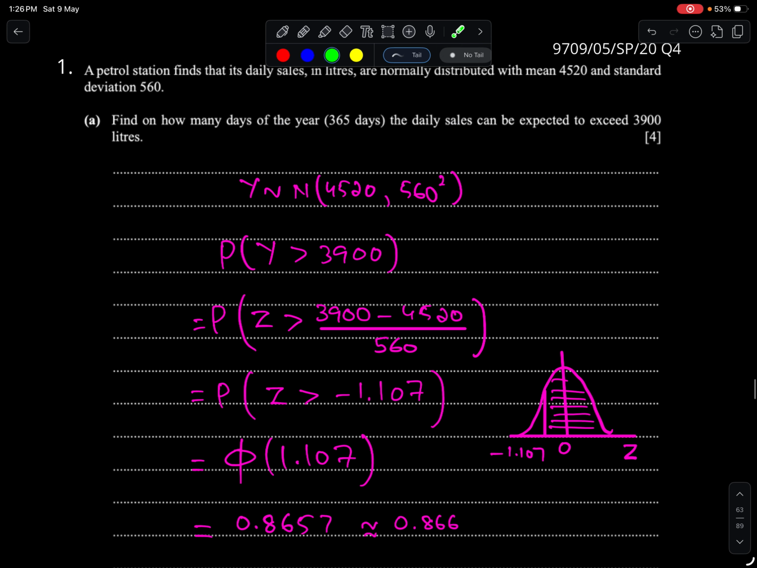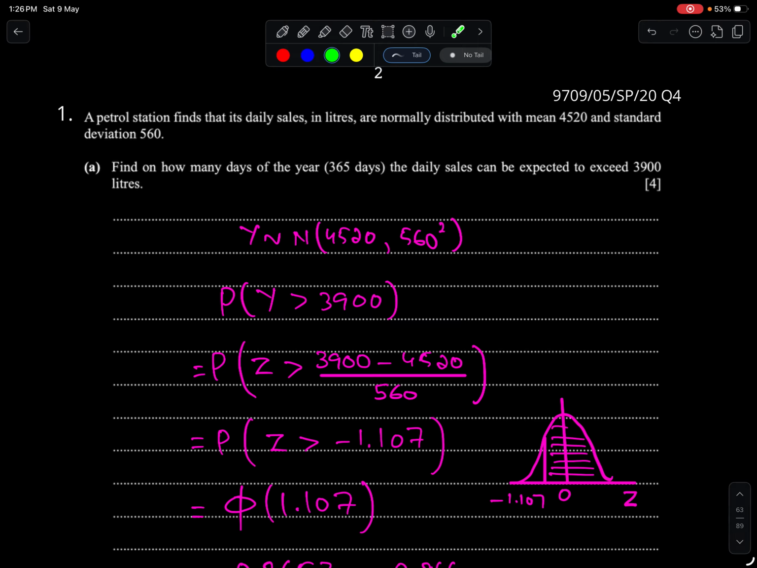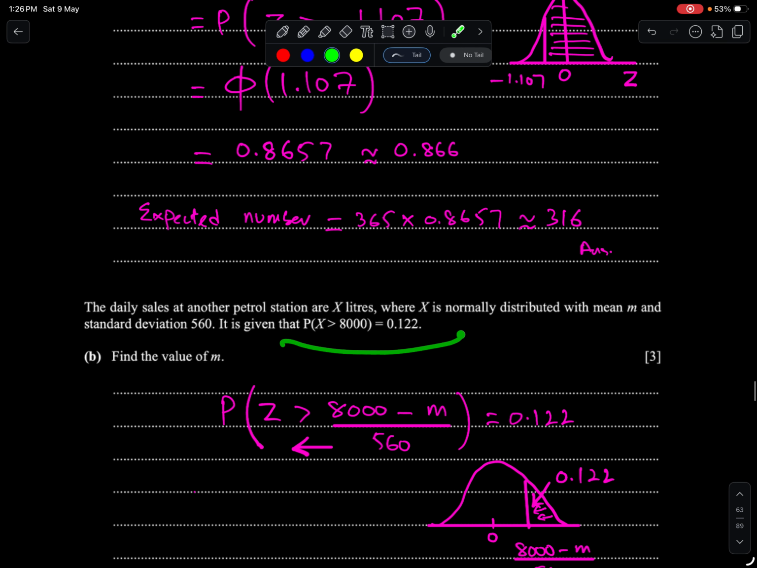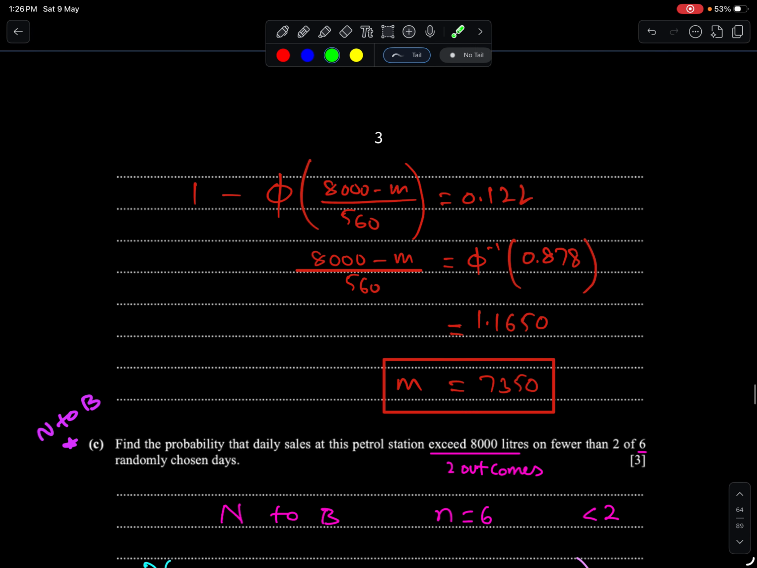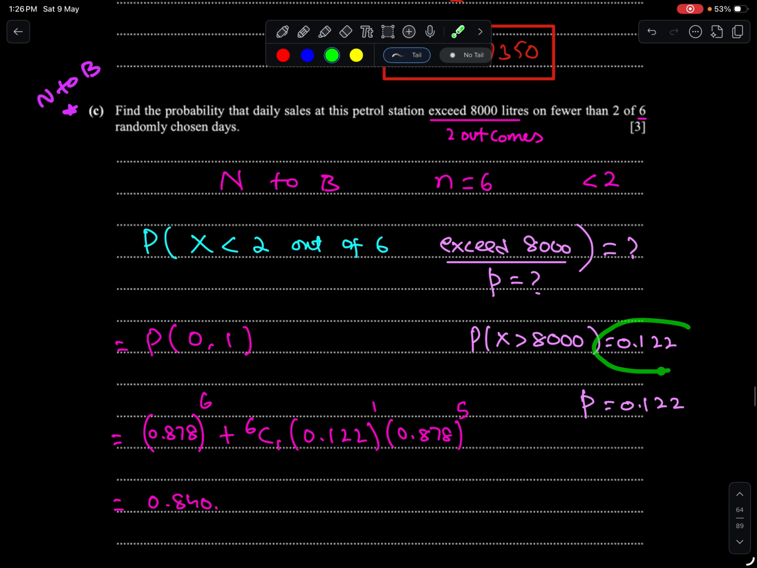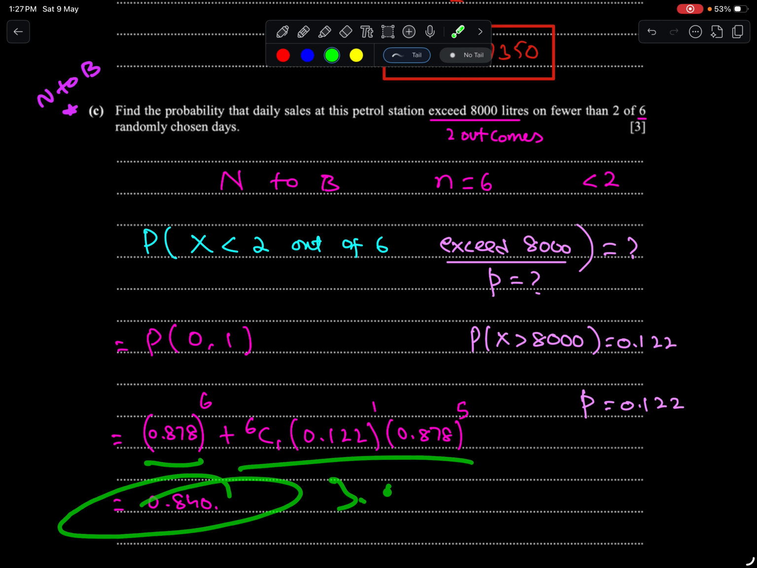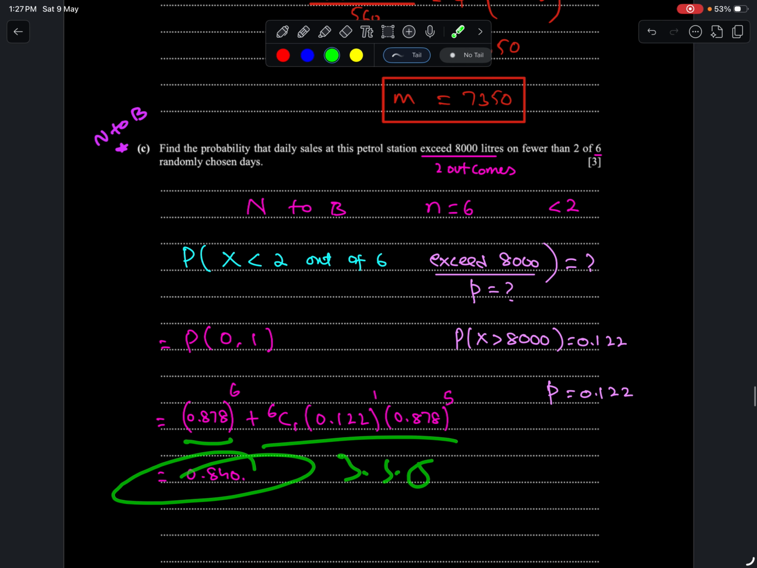Now check this here. Exceeds 8,000. This is here, 0.122. So this is p of binomial. Less than 2 means only 2 values, 0 or 1. Use binomial and get the answer up to 3SF. You must be good with these types of questions.